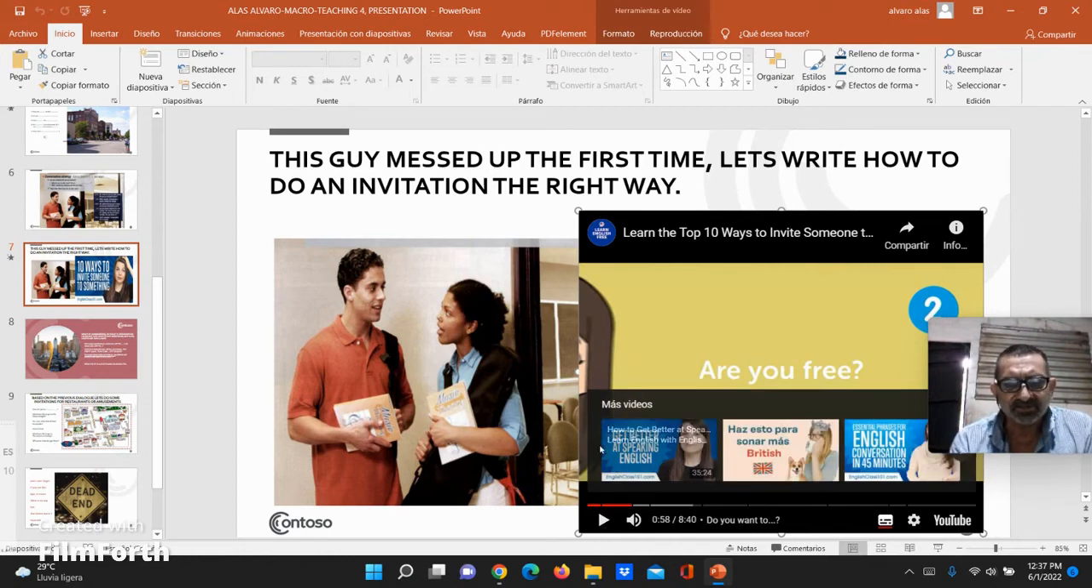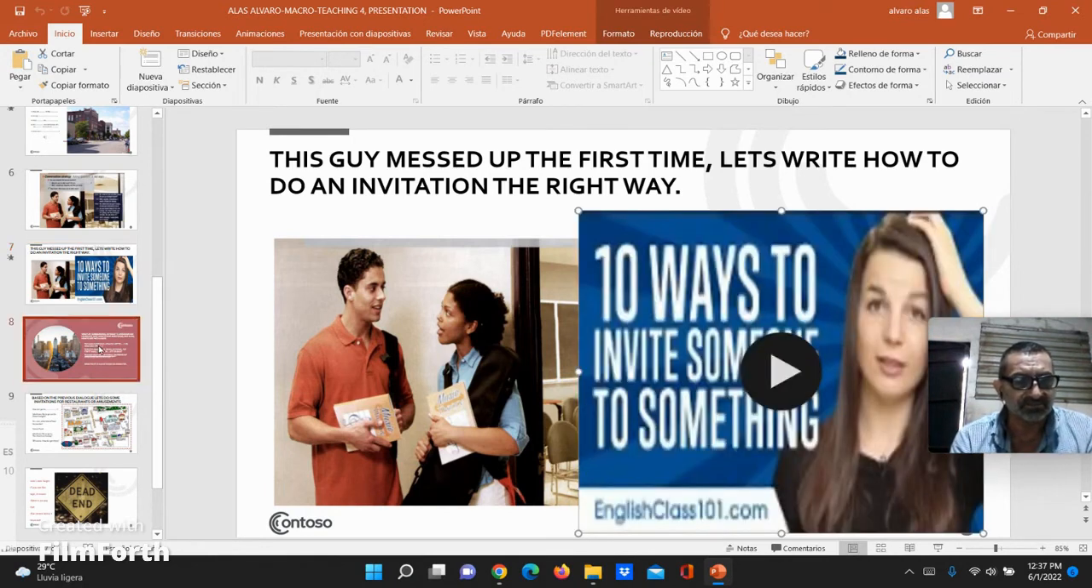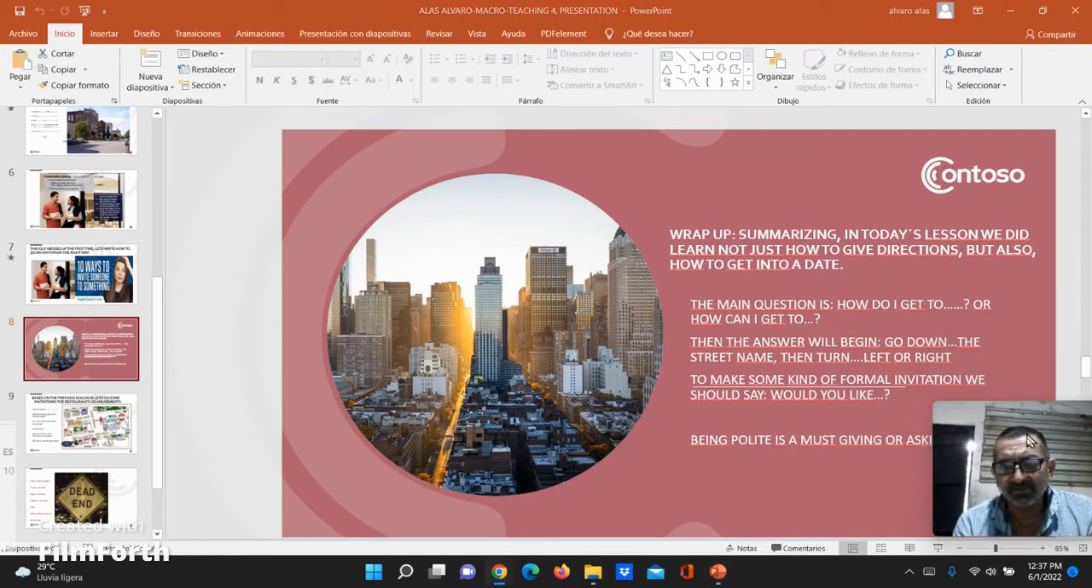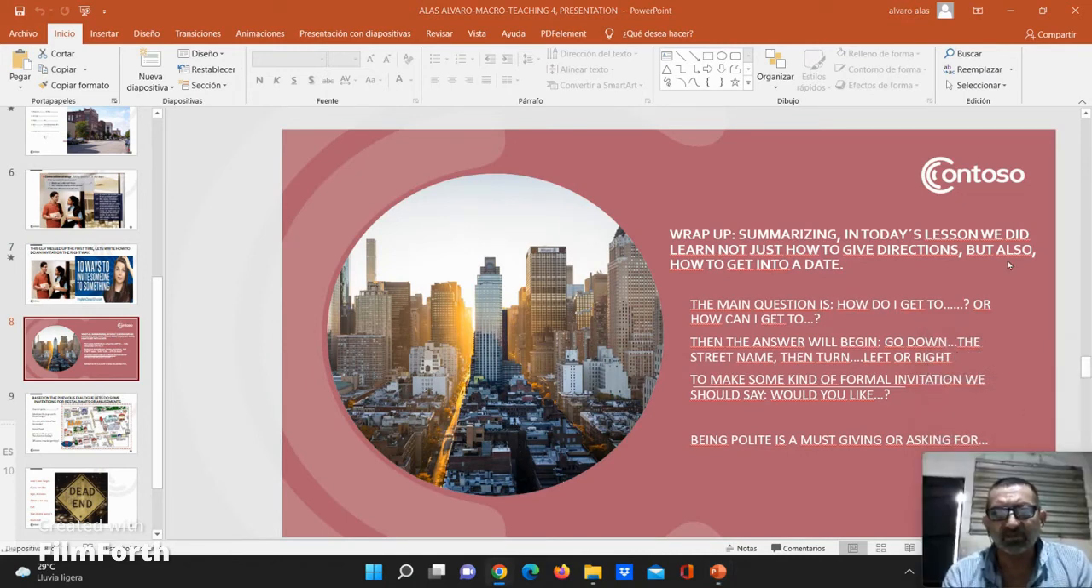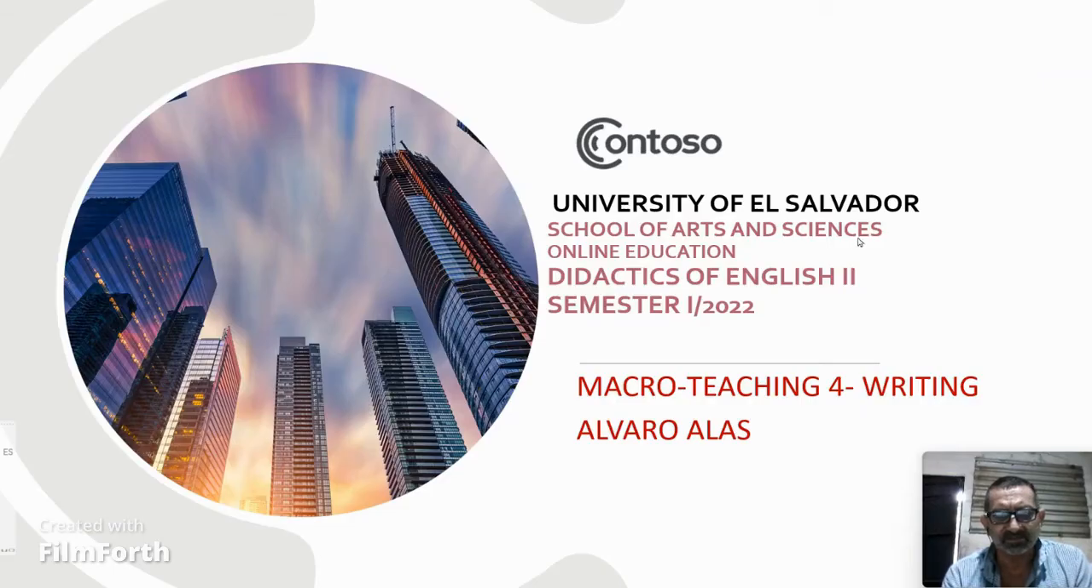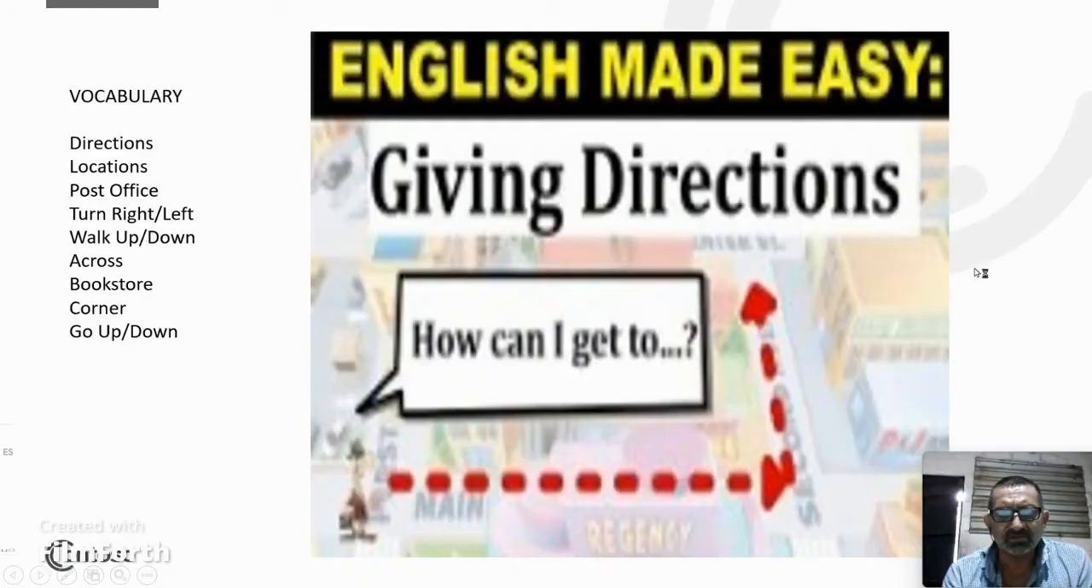All those contractions are really important in English. It's really difficult, not impossible, to sound like a native speaker, but we can get close enough with some help like that. So we know that we have some ways to contract expressions, but the main thing is that we are learning how to do invitations, how to give directions, the proper manner.